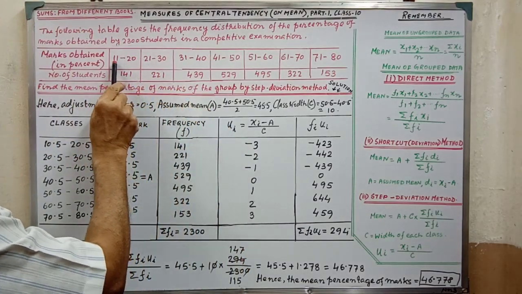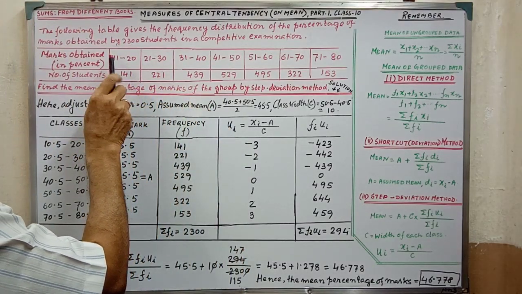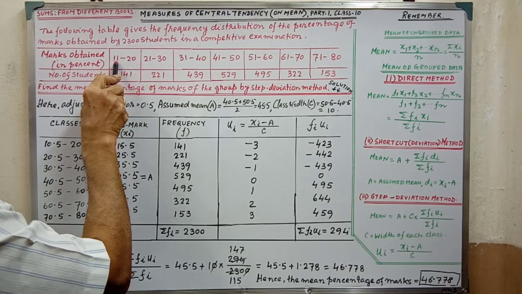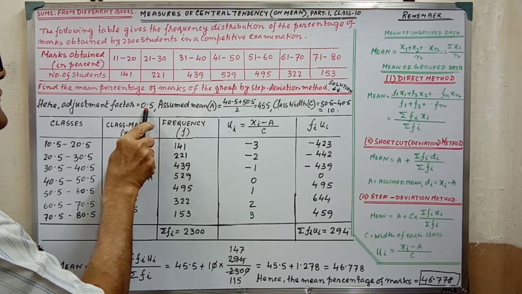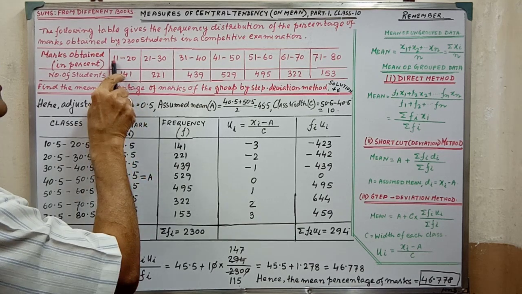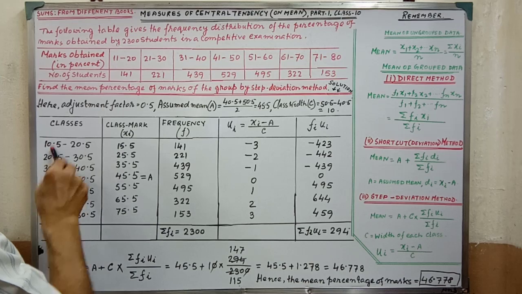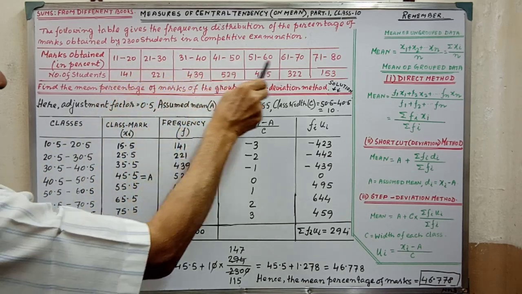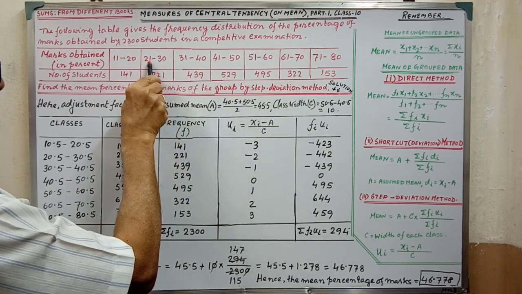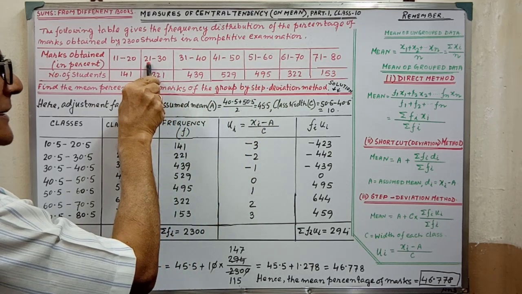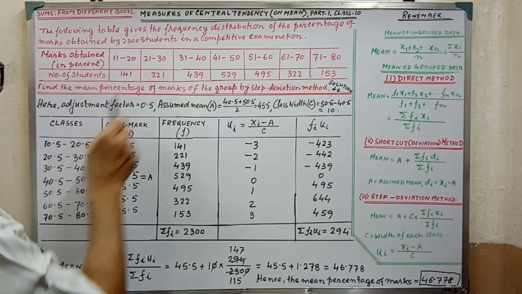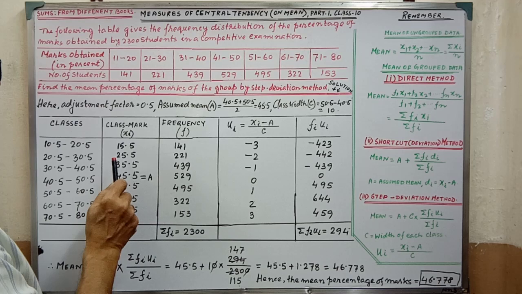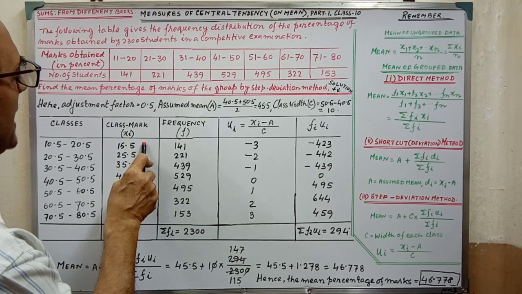This is why we take the first lower limit, and this is the upper limit. From the lower limit we have to subtract the adjustment factor, that is 0.5. We subtract, that is 10.5, and here we have to add. In this way, all the classes we have to make continuous. Here 21 minus 0.5, that is 20.5, and 30.5.